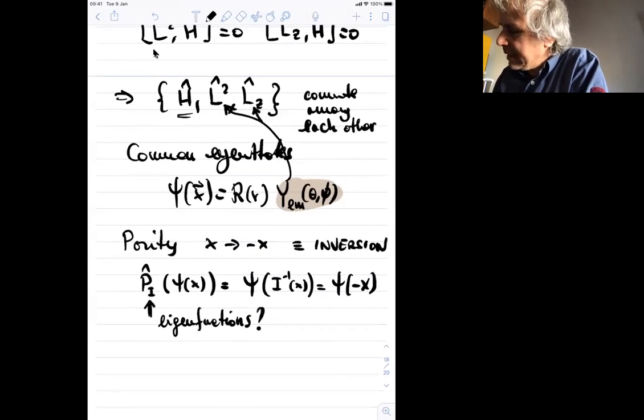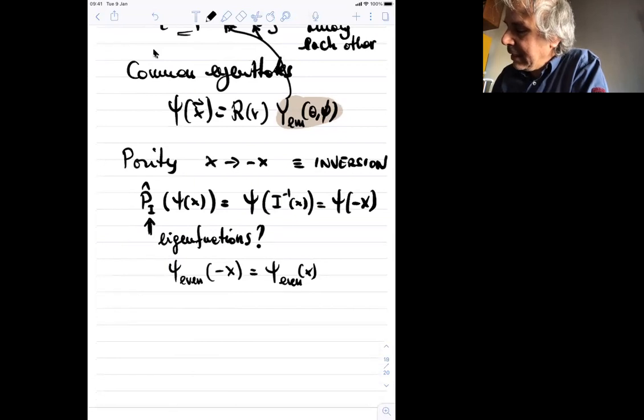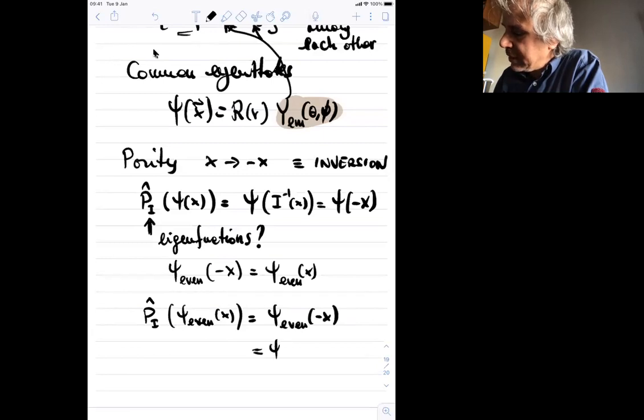If I ask you, please tell me the eigenfunctions of this operator that sends a function to the function in minus x. Do you know what they are? Think of an even function, so a function such that psi of minus x is equal to psi of x. What happens? It happens that parity applied to psi even of x is equal to psi even of minus x, which is also equal to psi even of x. And so immediately you realize that this object here is an eigenfunction of the parity operator with eigenvalue +1.